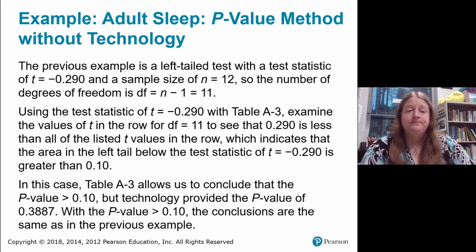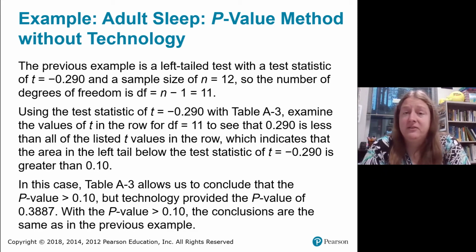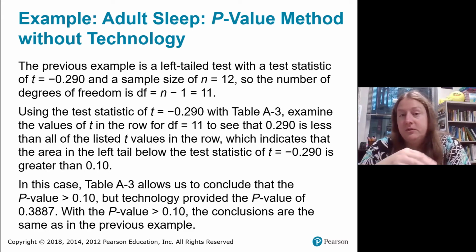All right, so we have our t-value of negative 2.90 and a sample size of 12. So our degrees of freedom is going to be 12 minus 1, which is 11. Now we're going to go to table A3. We're going to look at the row for degrees of freedom 11, and we're going to search it for the positive version of our t-value that we calculated. So we'll be searching for 2.90 in the degrees of freedom 11 row.